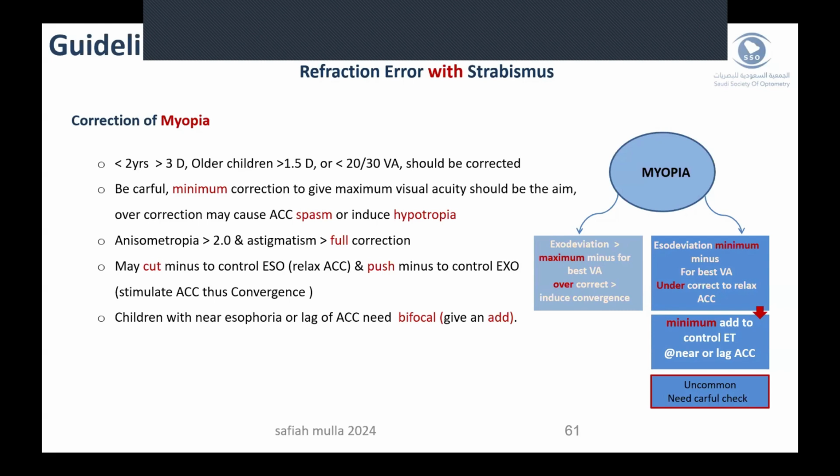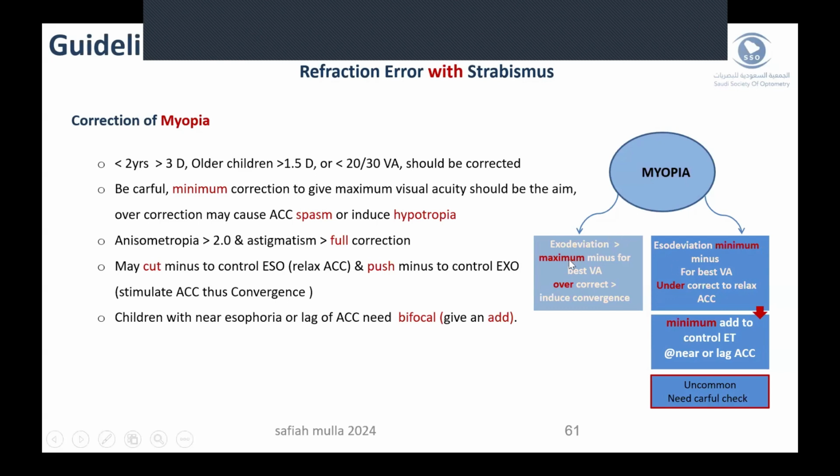If they have anisometropia more than 10 diopter, they need to be fully corrected, and if they have astigmatism also. You may push minus to control the ISO, so we relax the accommodation, as we said, or we push minus to control exo to stimulate accommodation, as we said before. Again, this chart is here explaining everything in a proper way.